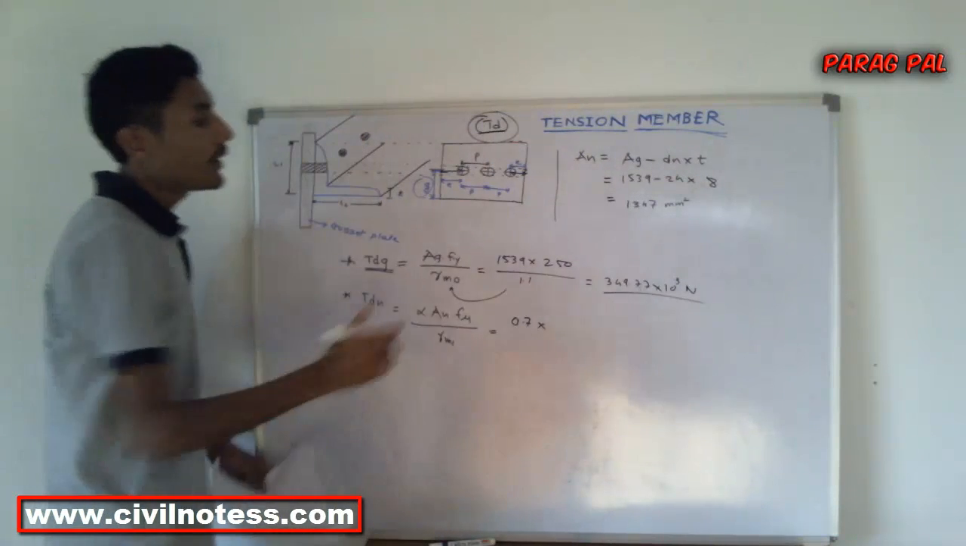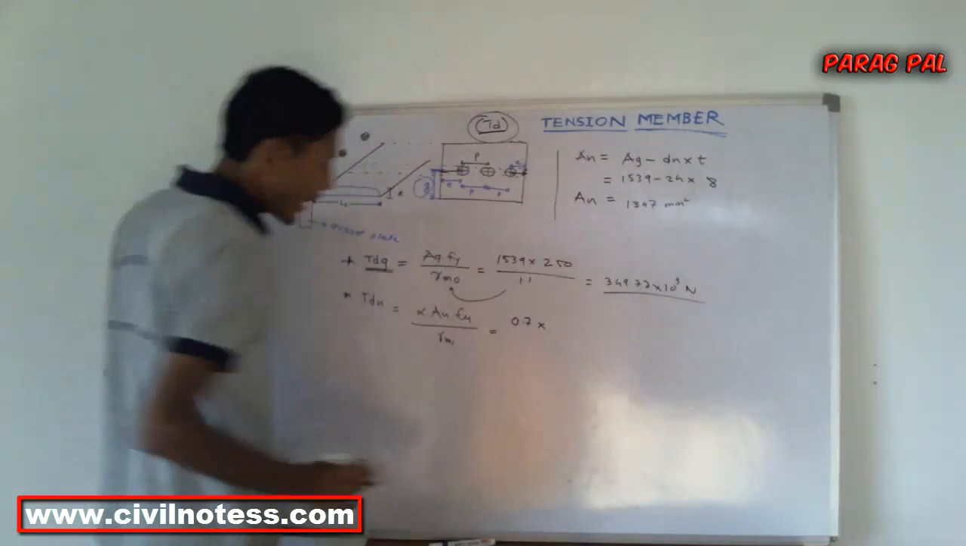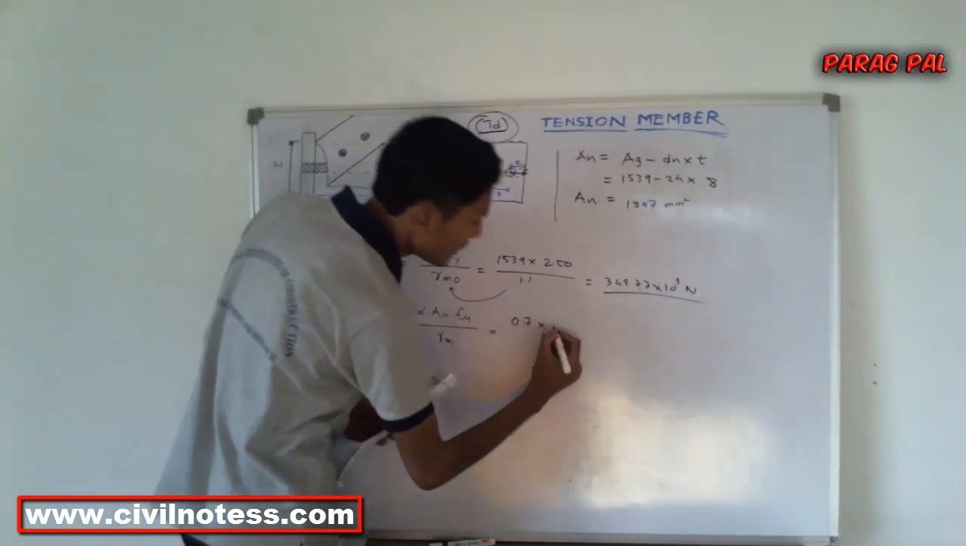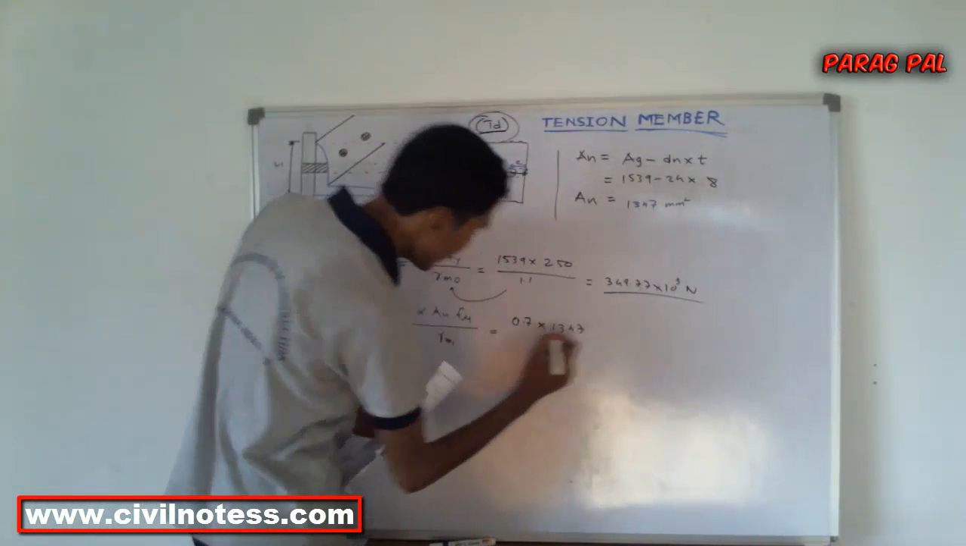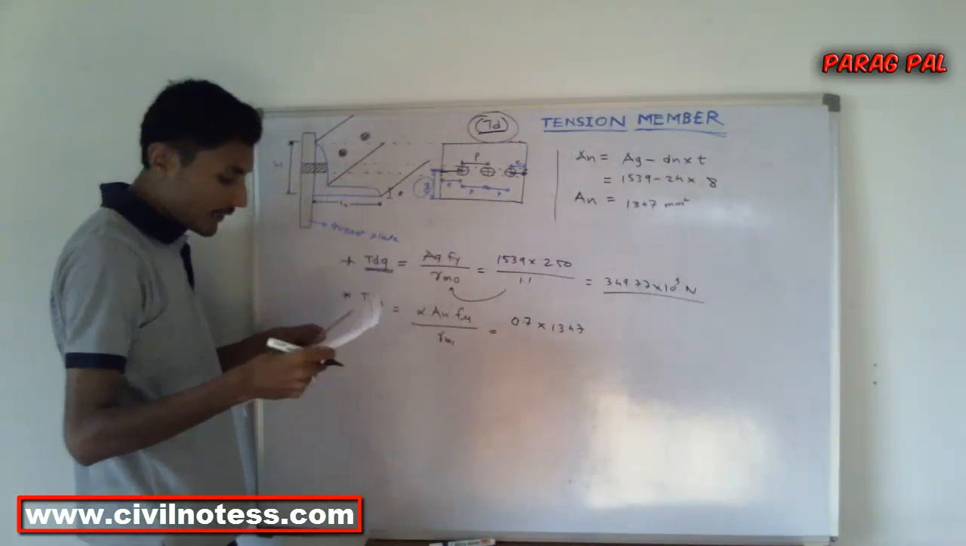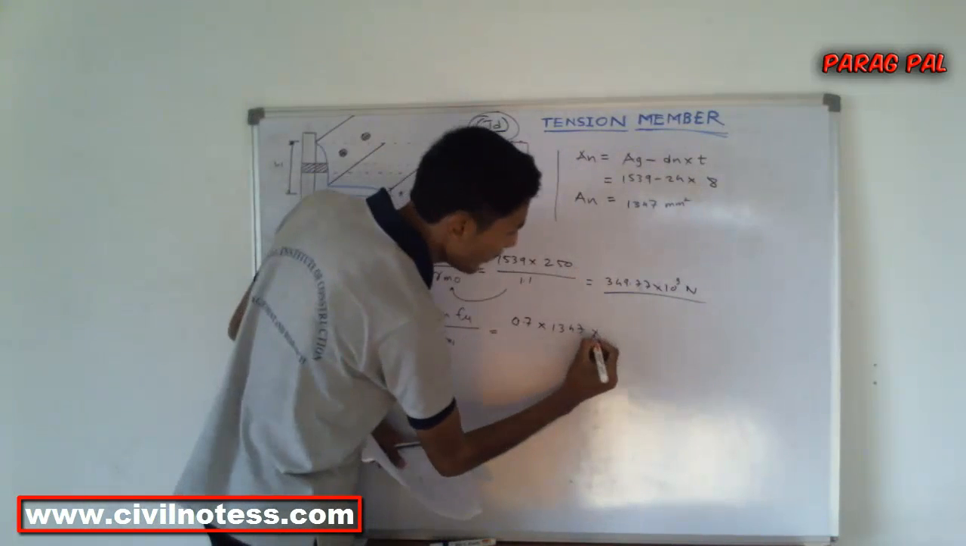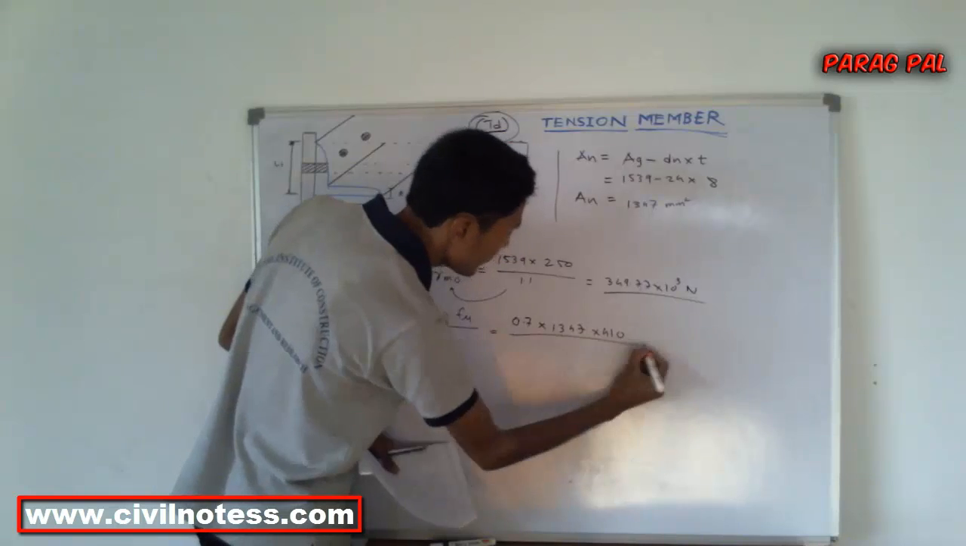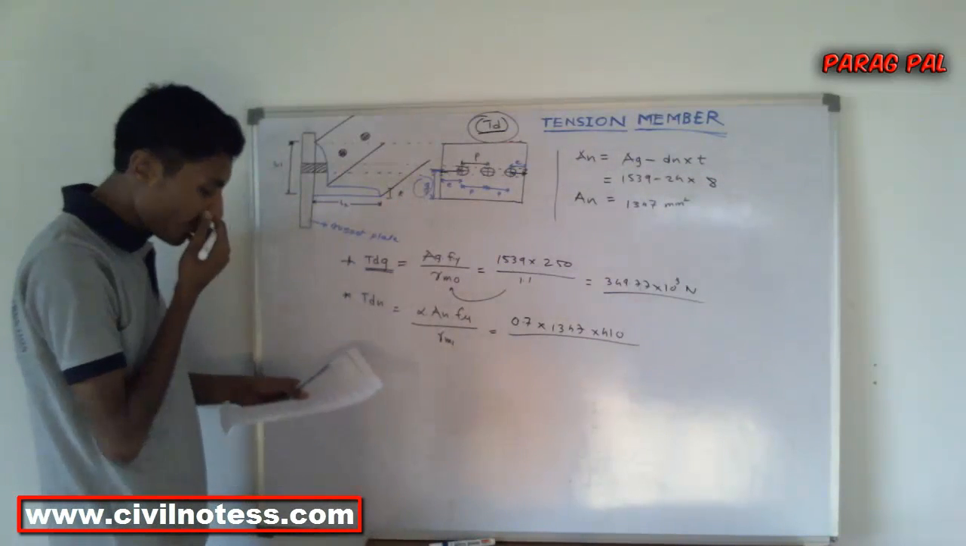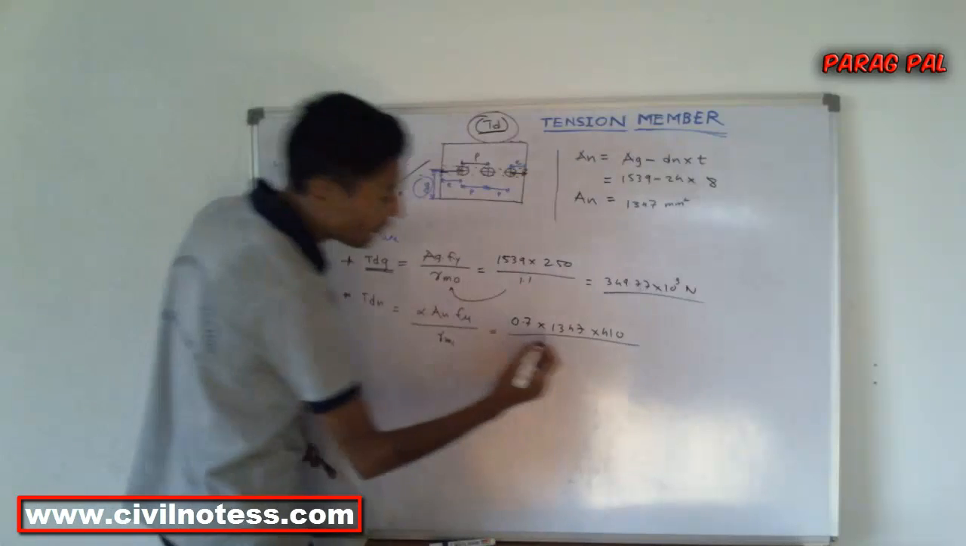Okay, so this is the net area you got. Now I place the net area here. It is 1347 multiplied by Fu. Fu is given to you, it is 410. I already mentioned the Fu first, and then what is the gamma M1 value? Gamma M1 value is 1.25.